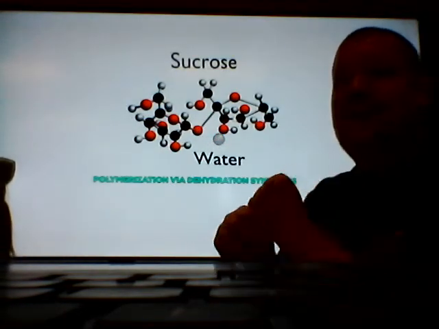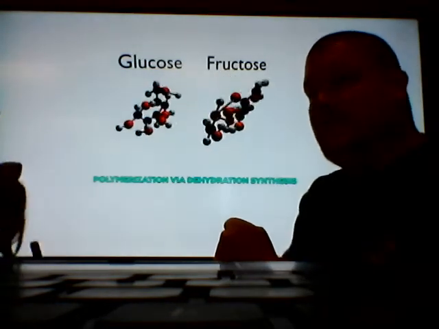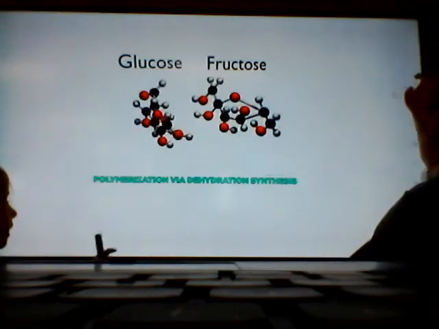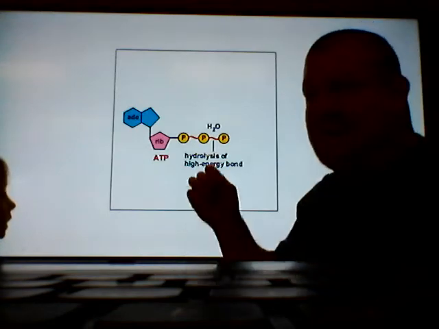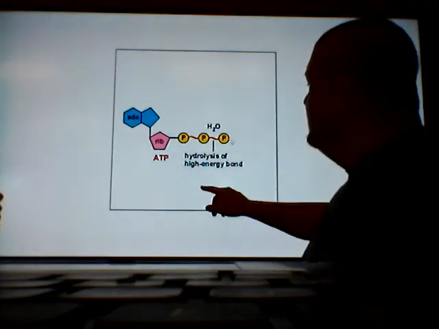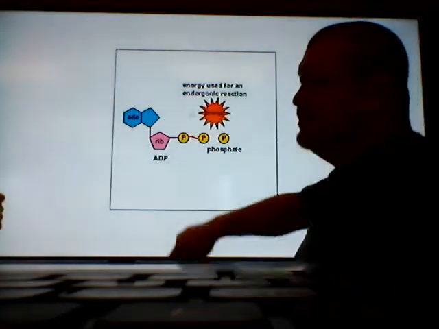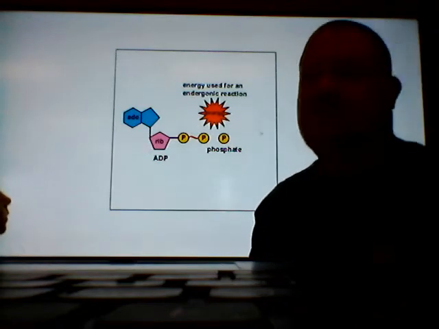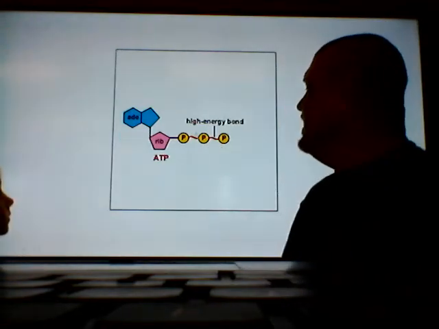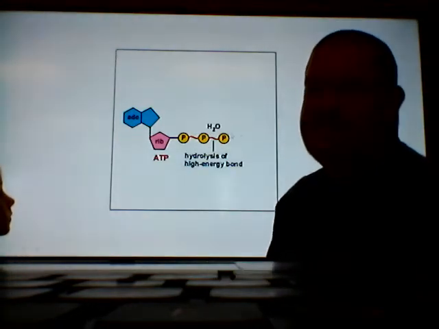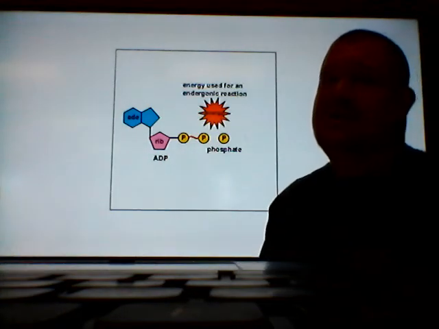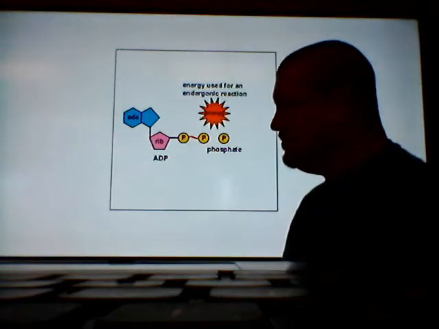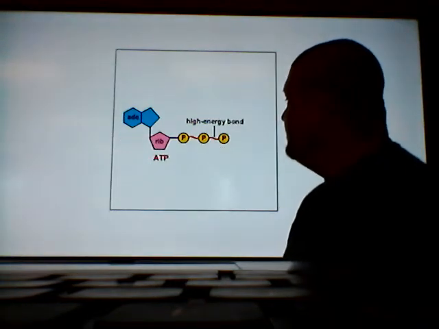If we can bond them by removing water, we can bust them by inserting water. This is an ATP molecule, adenosine triphosphate. Anytime you see or hear ATP this year, the first thing that should pop into your head is energy.